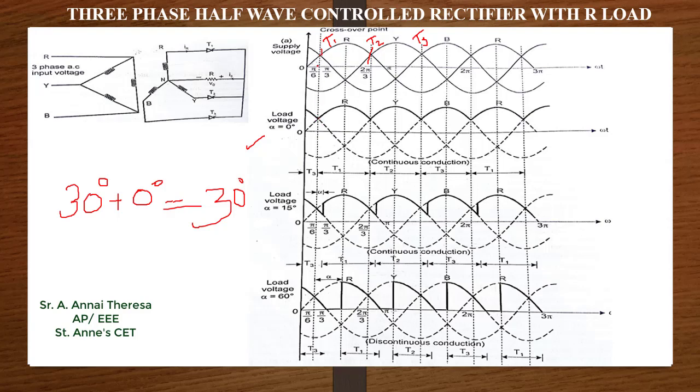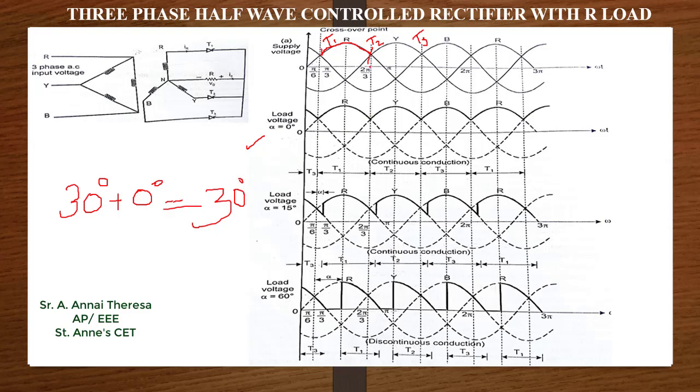Then what will be the output? The R phase voltage as such will appear across the load. From this point, this is the R phase voltage. So this part will appear across the load. See here, this part appears across the load. That is the output.